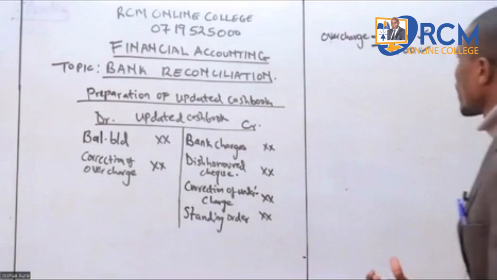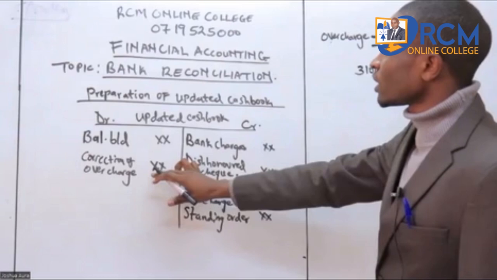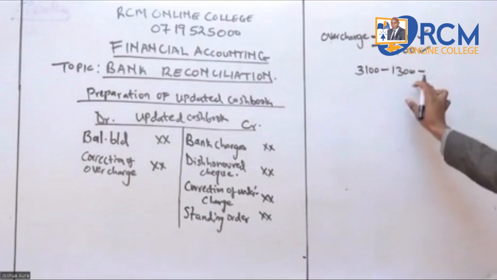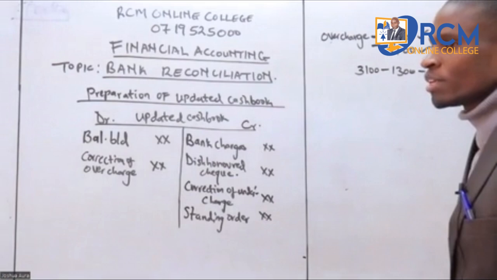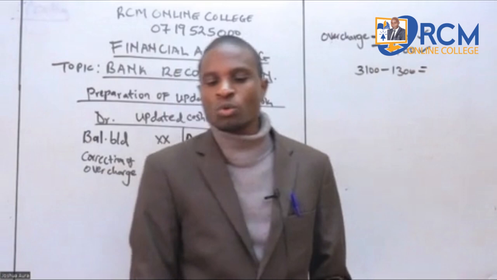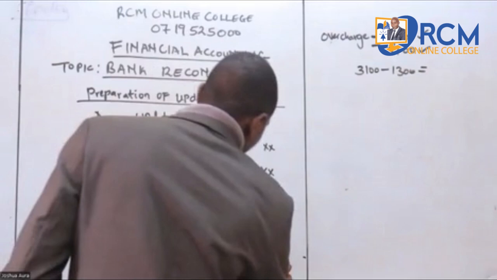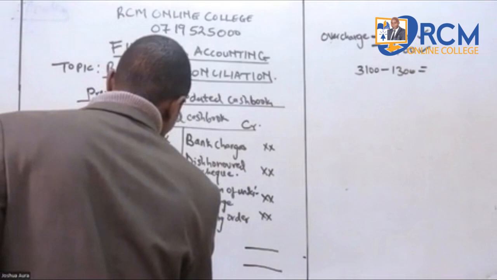The difference, that is 3100 minus 1300, is what we shall put on our debit side to cancel this error, because that means there is a problem in that transaction. In this case, you have to put that in so that you can update your cash book. And then from this, you can get the total. Let's get the total here and have your totals.